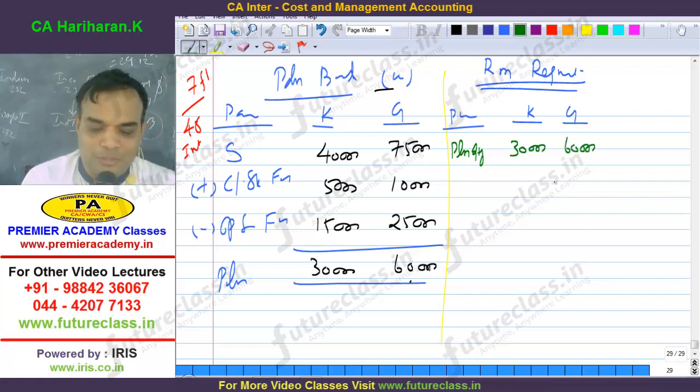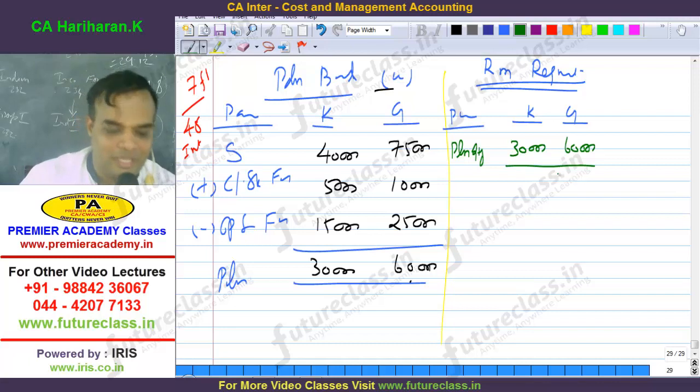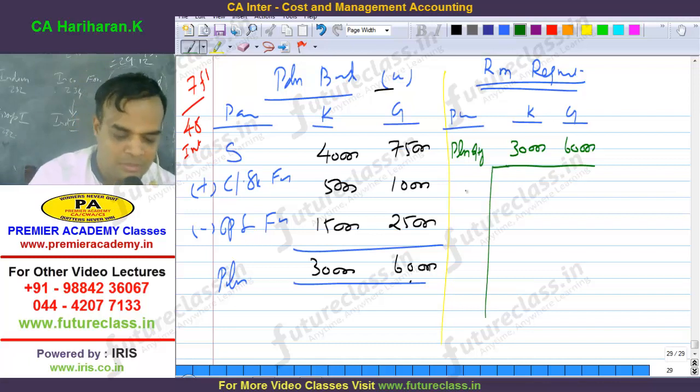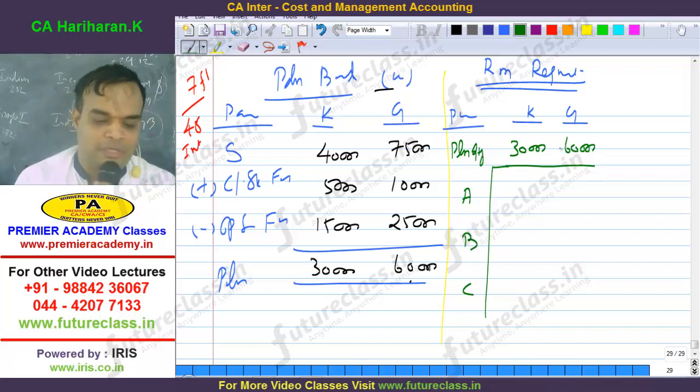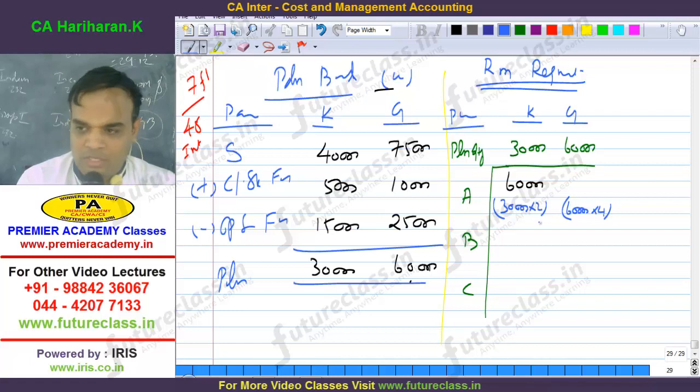To produce the product, immediately draw a line. You know the reason. To produce the product, you are going to use raw material. What raw materials are we going to use? Raw material A, B and C. To produce one product of K, how many kgs of A do you need? 2 units. Therefore, 30,000 into 2 is equal to 60,000. Similarly, here 60,000 into 4. First one, what? 30,000 into 2, right or not?